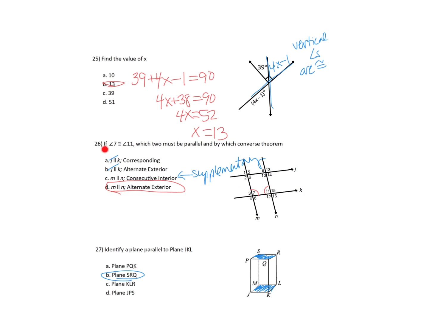Number 26, comparing angles 7 and 11 was very tricky. I knocked out the first two options because 7 and 11 are not on line J at all. So anything that has to do with J, I just knocked off. So those two are not options. M and N, because if we're going to use those two parallel lines, they are consecutive interior. That is close, but we're trying to say that they're congruent.